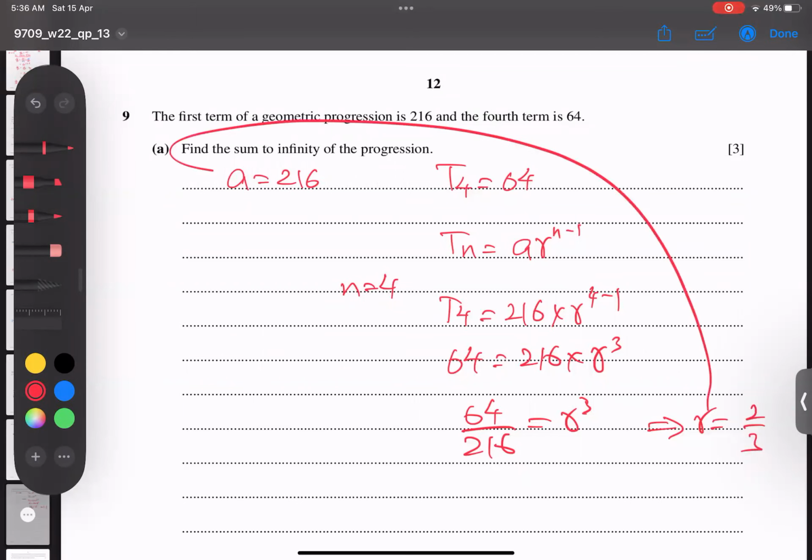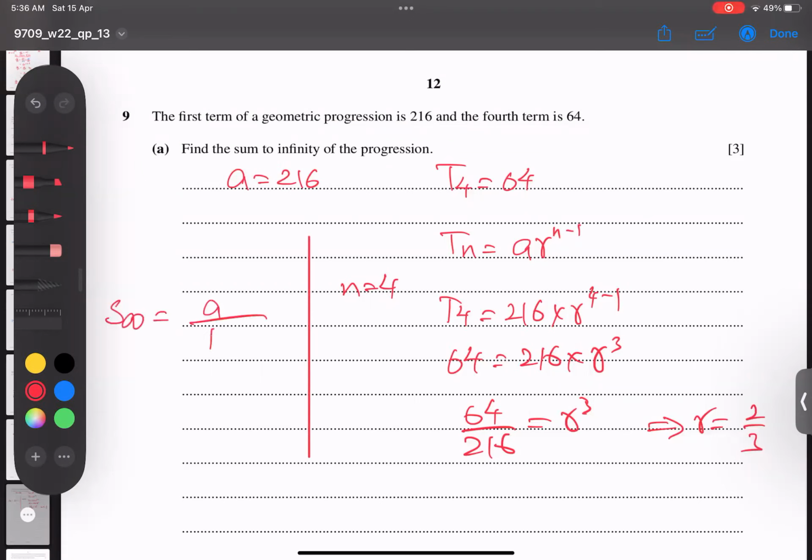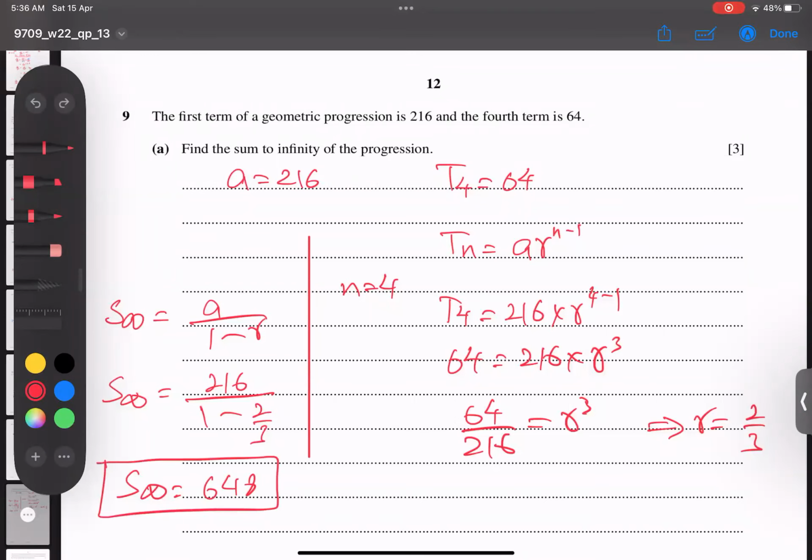But what is the question asking? Sum to infinity. So I'm finding the sum to infinity here. The sum to infinity formula is what? A over 1 minus r. So what is A? The first term is 216, we have it already, and 1 minus 2 by 3. If I solve it, what will the answer be? 216 times 3, so 648. You can type it in the calculator, or take the LCM and divide by 2/3, and you can understand easily. This is my final answer.